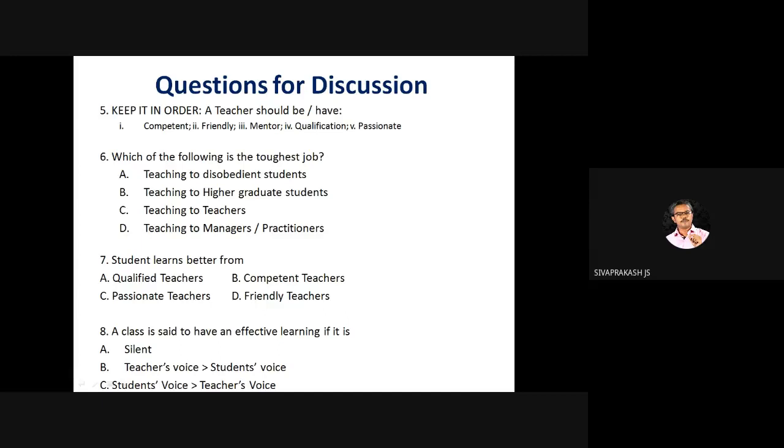The first place goes to passionate. The second rank goes to competent. Third rank goes to mentor. The fourth rank goes to qualification. Qualification comes in the fourth stage. Please keep in mind, even though we call SET or NET the qualification for teaching, it comes in the fourth stage. Even if you are qualified, but if you don't have passion towards teaching, or if you are not competent, it doesn't mean that you are a good teacher, right? So passionate comes in the first place, then competent, then mentor, then qualification. The last one is friendly.